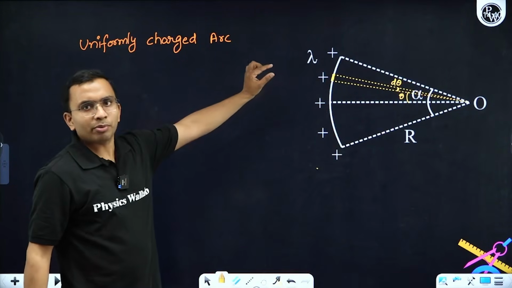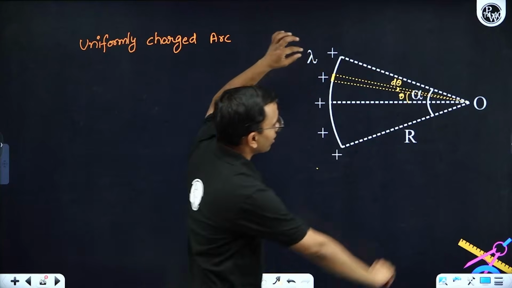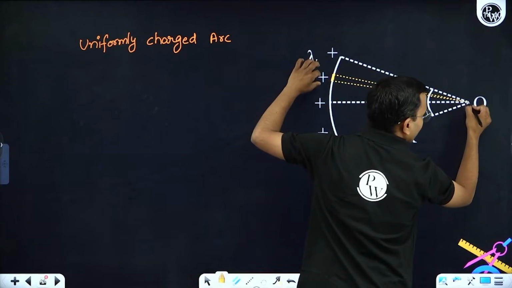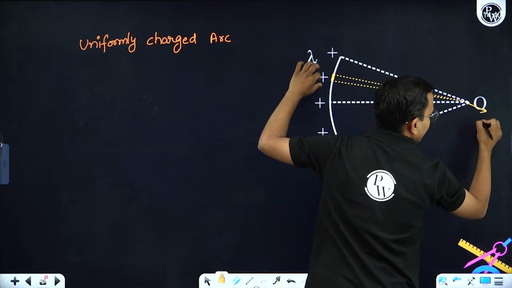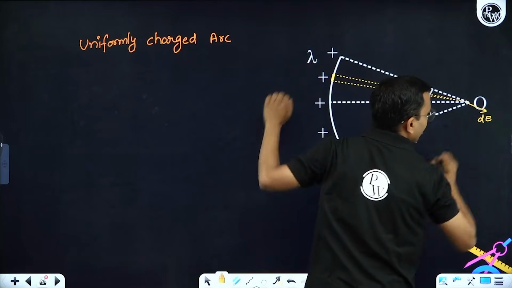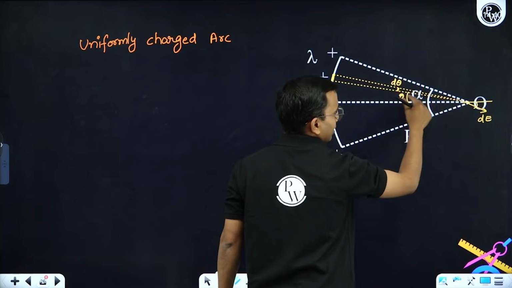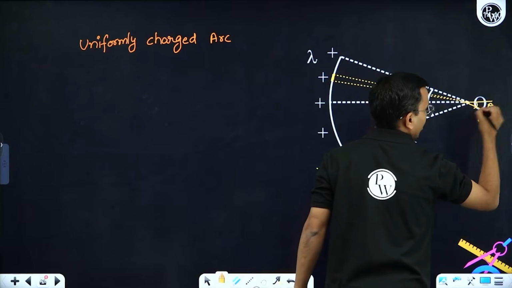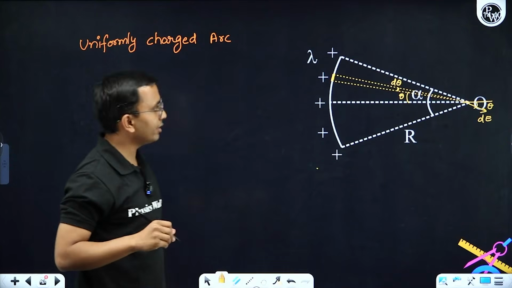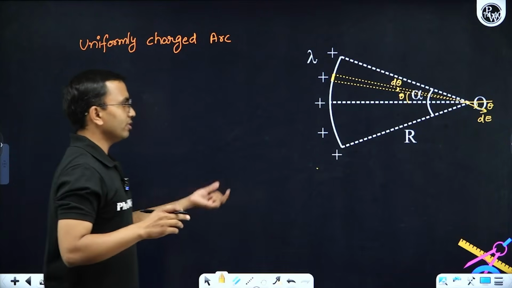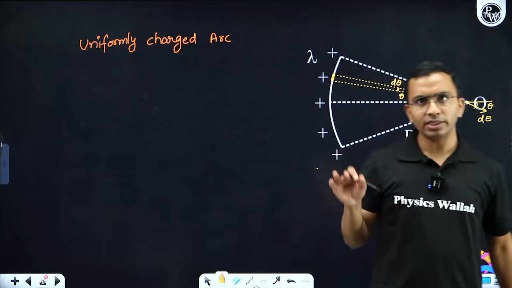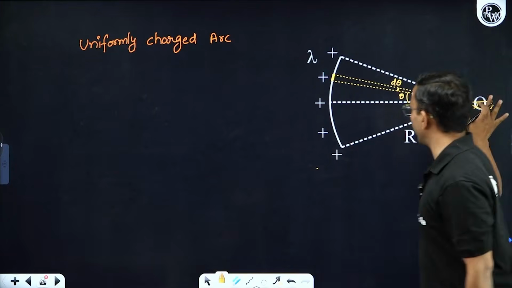This small arc will behave like a point charge. Due to this small arc, the electric field here, this is dE. How much is this angle? This is same as this theta. Don't ask why you are not writing theta plus d theta. This d theta is very, very small. So this angle is theta.